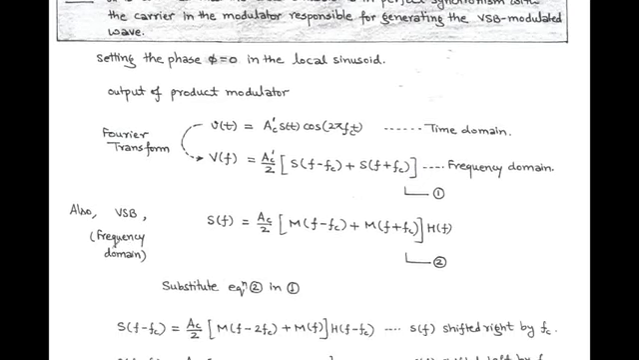Also, we know that the vestigial sideband equation in frequency domain is S(f) equals Ac upon 2 within bracket M(f minus fc) plus M(f plus fc) into H(f). Here H(f) represents the transfer function of the specially designed sideband shaping filter. Now we substitute equation 2 in equation 1.